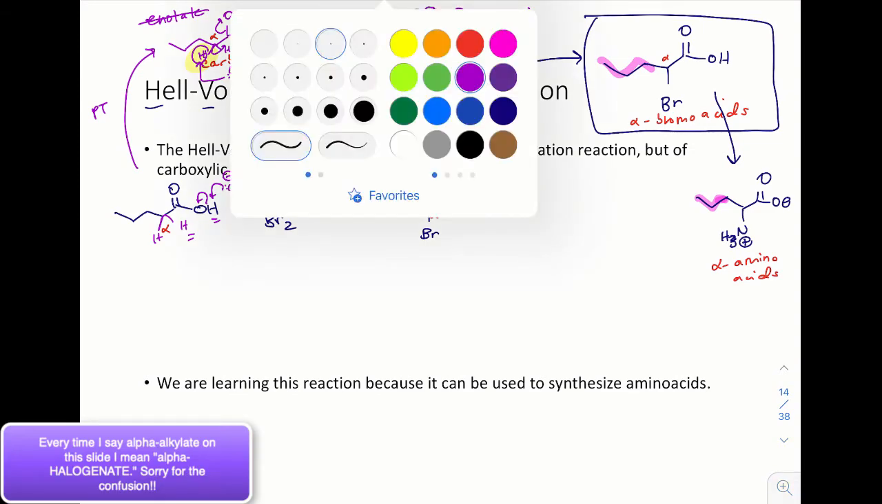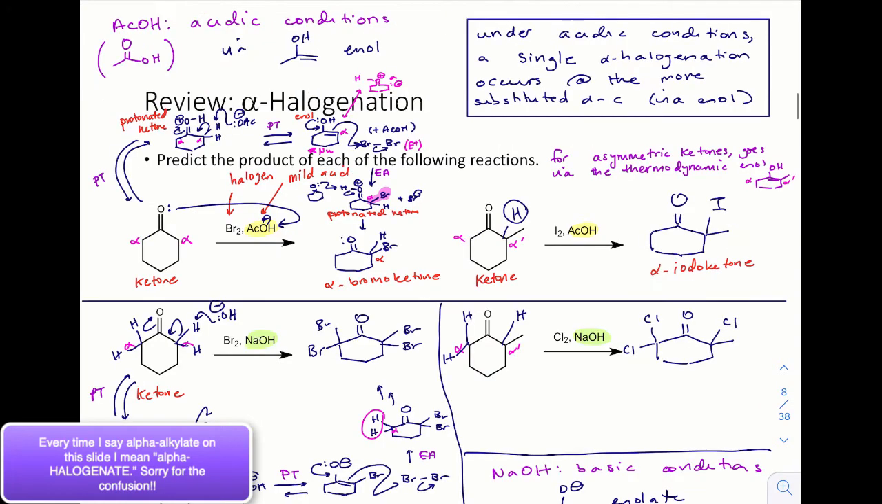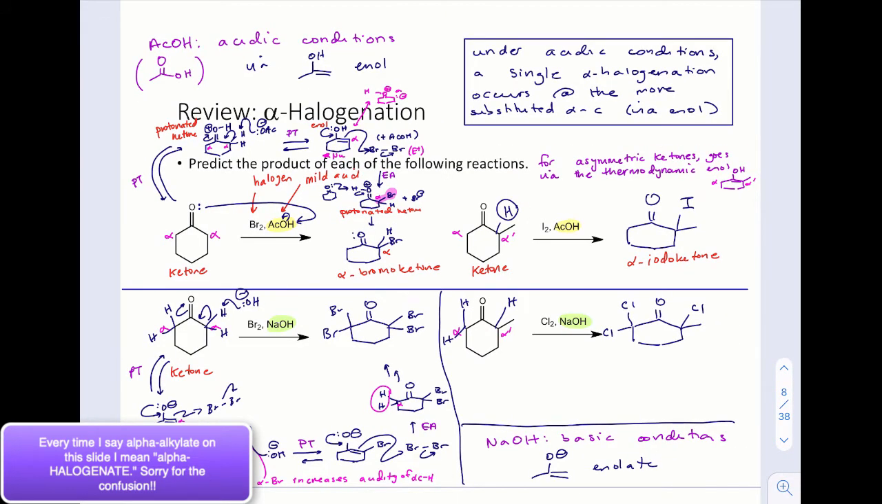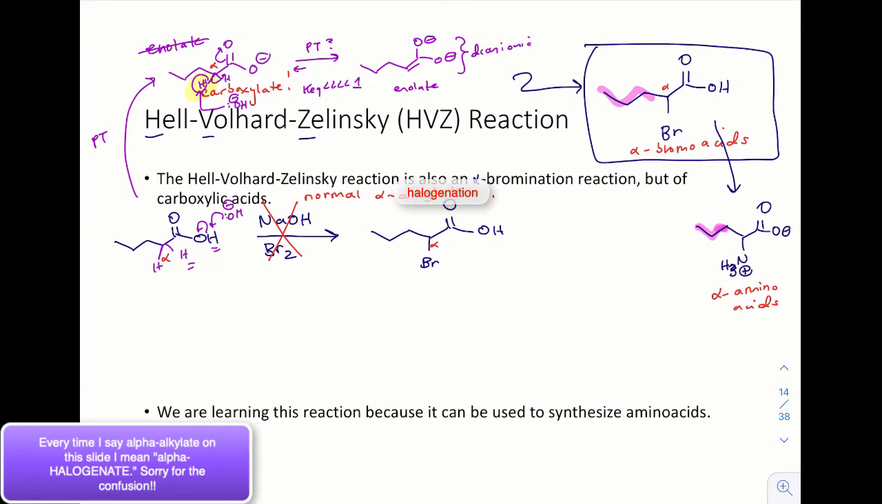So basically, this normal alpha-alkylation, we're making this analogy to alpha-halogenation. And for the carboxylic acid, this reaction does not proceed either under basic, as we discussed, or under acidic conditions. So normal alpha-alkylation does not occur. So that's where the HVZ reaction comes into play. So the same carboxylic acid can be treated with bromine because bromine is going to be the active electrophile.